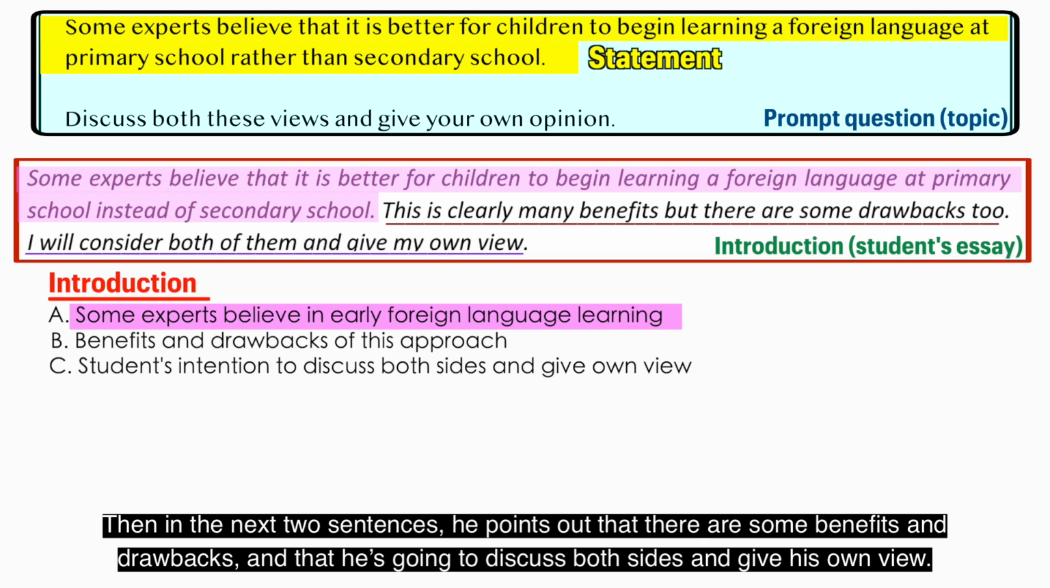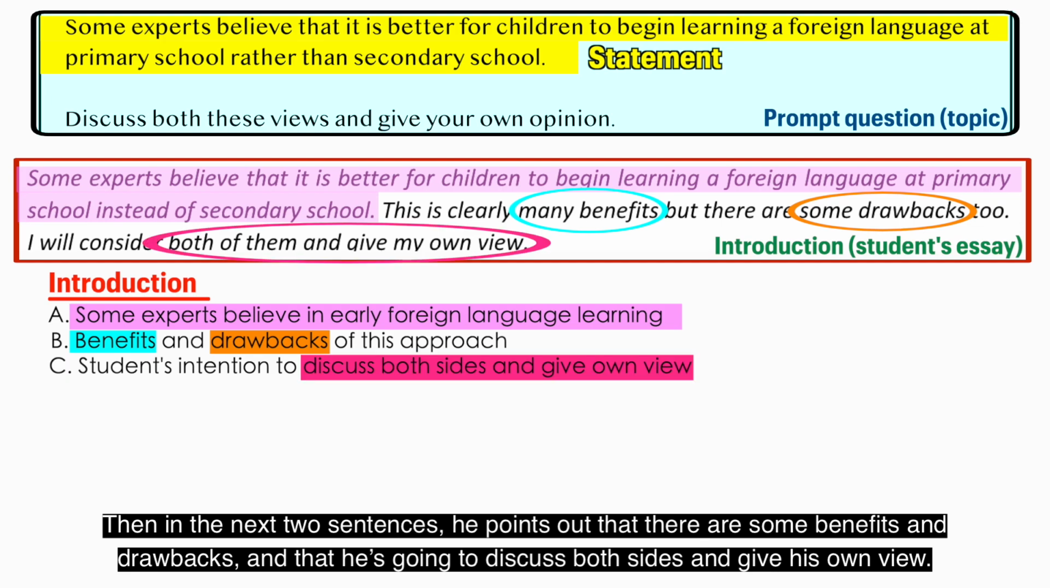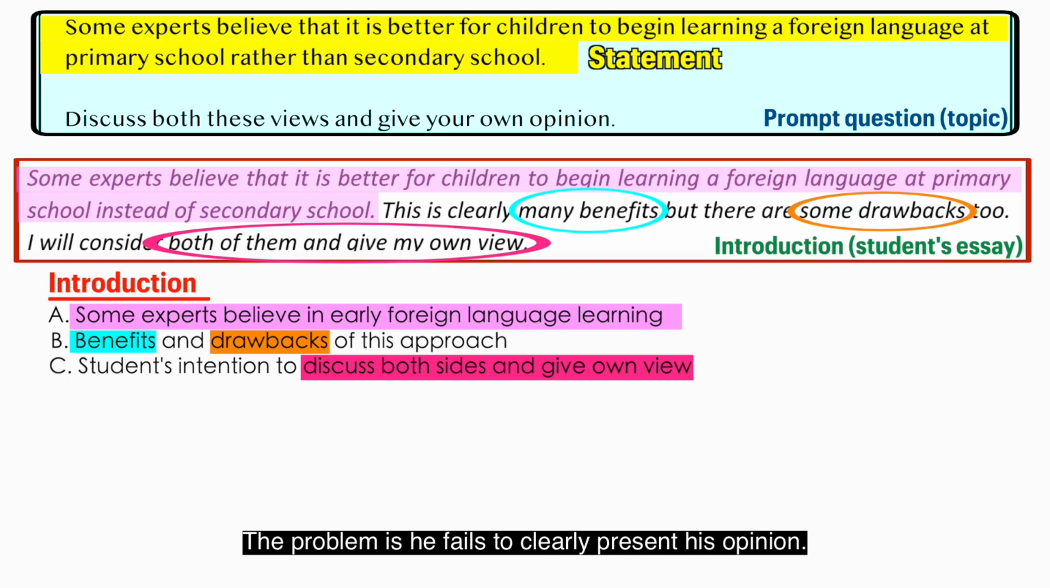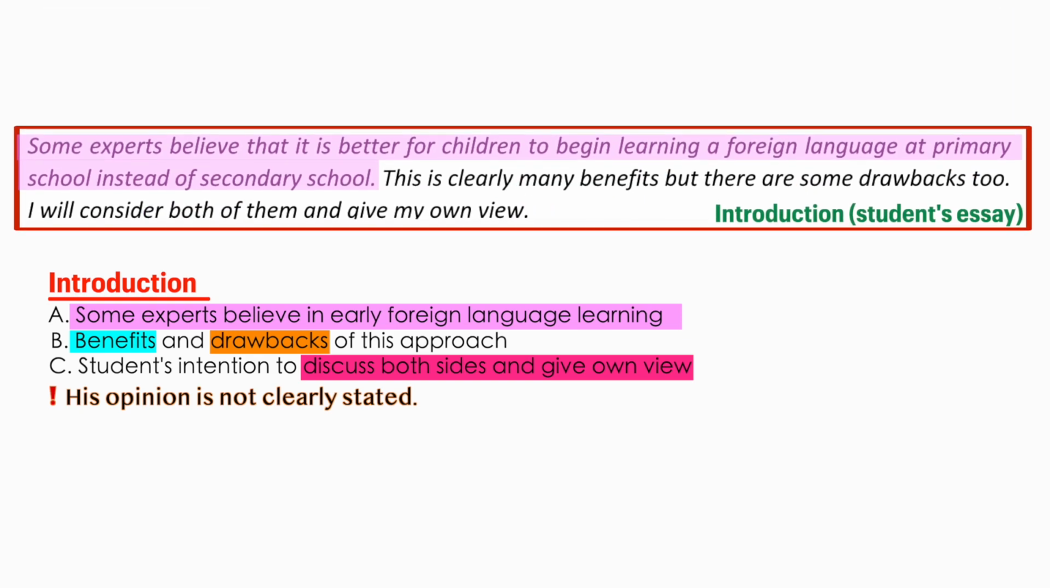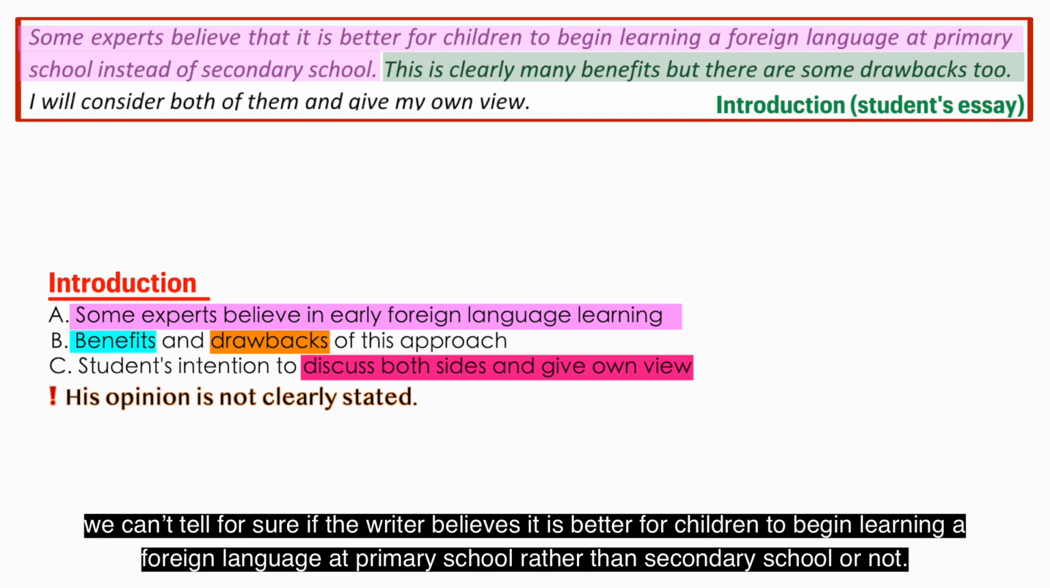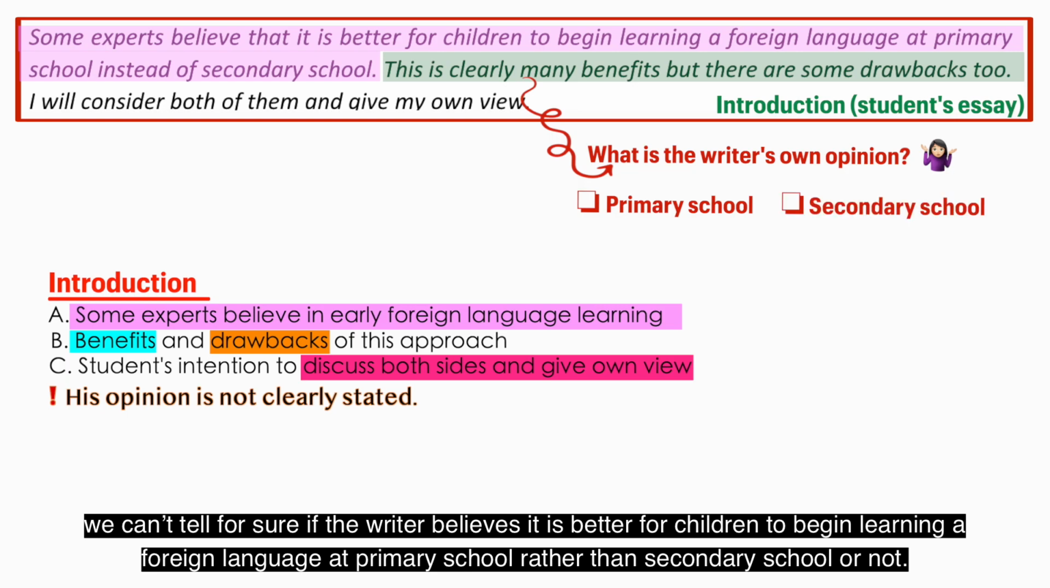Then, in the next two sentences, he points out that there are some benefits and drawbacks, and that he's going to discuss both sides and give his own view. The problem is, he fails to clearly present his opinion. From the sentence, "this has clearly many benefits, but there are some drawbacks too," we cannot tell for sure if the writer believes it is better for children to begin learning a foreign language at primary school rather than secondary school or not.